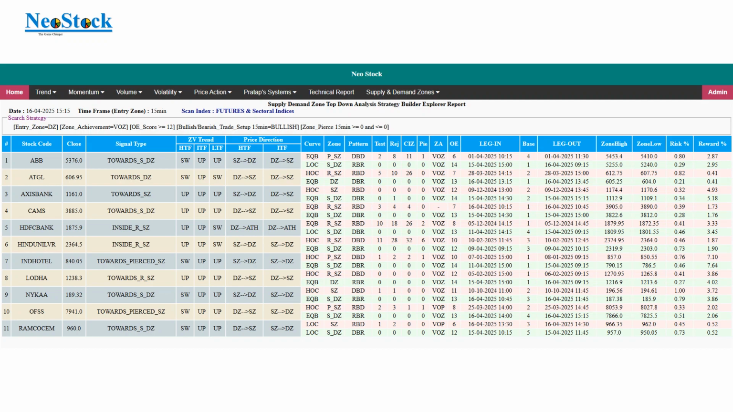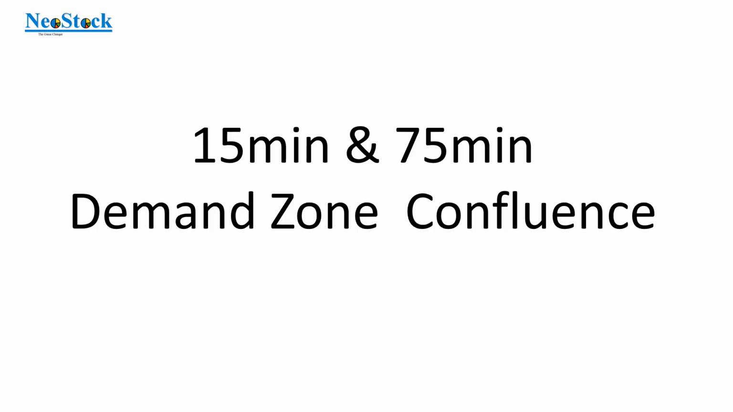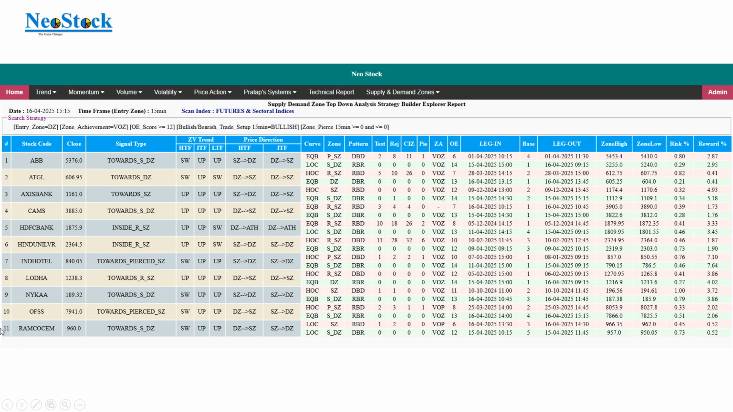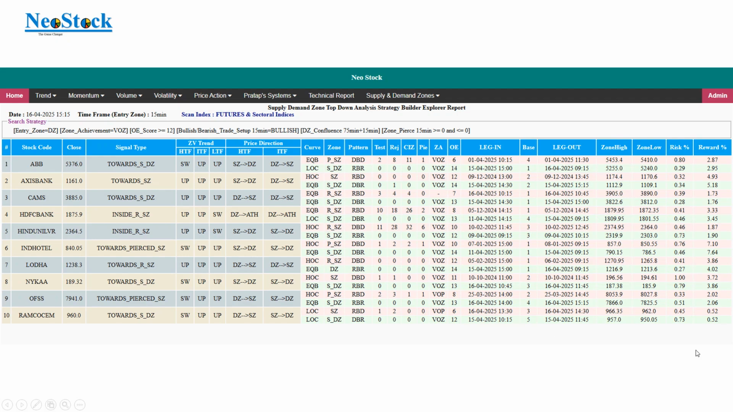That we will filter based on zone confluence. First filter, 15 minutes and 75 minutes demand zone confluence. With this filter, we got 10 stocks, all 10. Because earlier we got 11. From 11, we got 10 stocks.